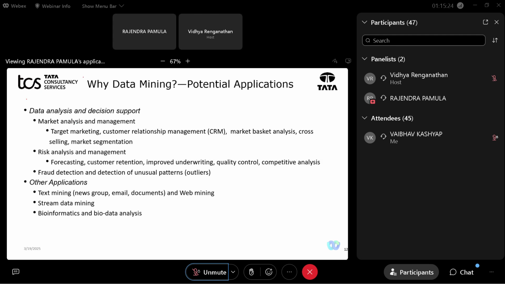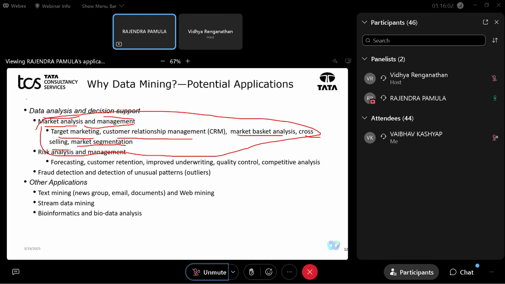What are the potential applications of data mining? We can use it in data analysis and decision support. For example, market analysis and management: target marketing, customer relationship management, market basket analysis, cross selling, market segmentation. These are only limited areas in which we can use decision support or data analysis.